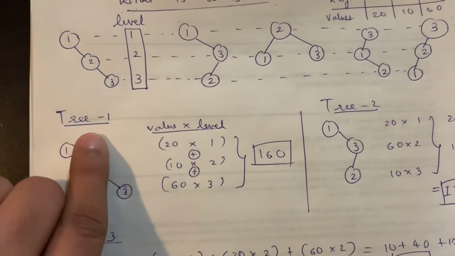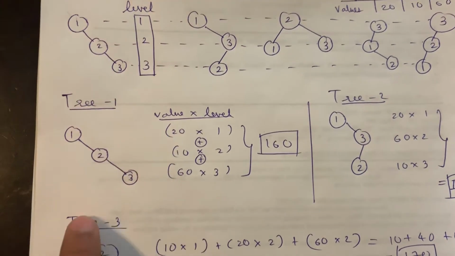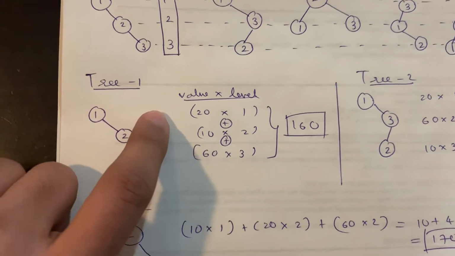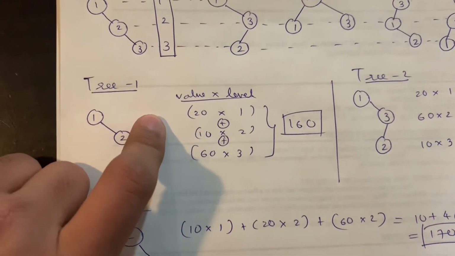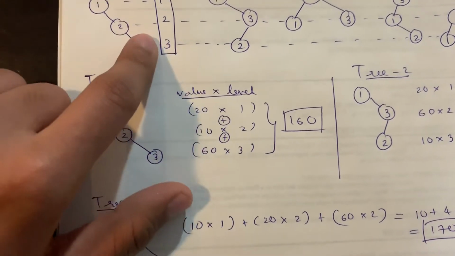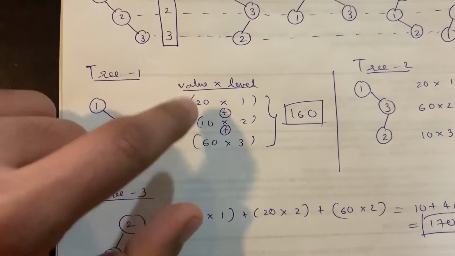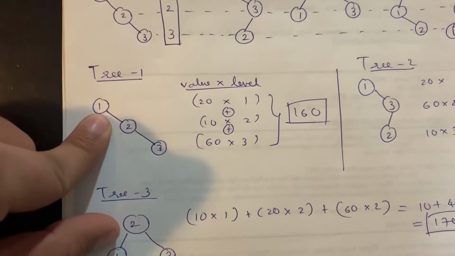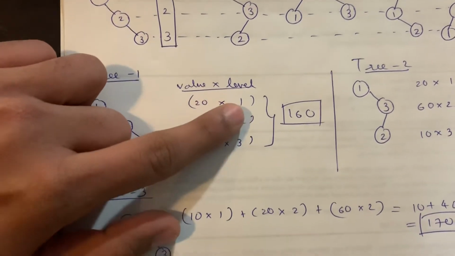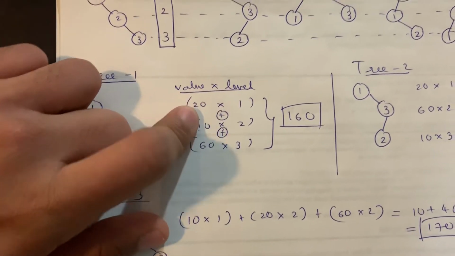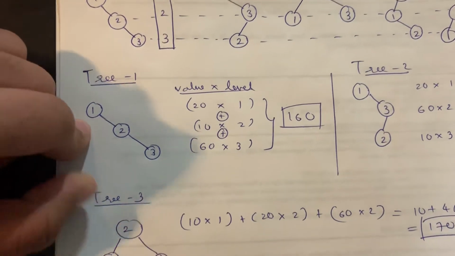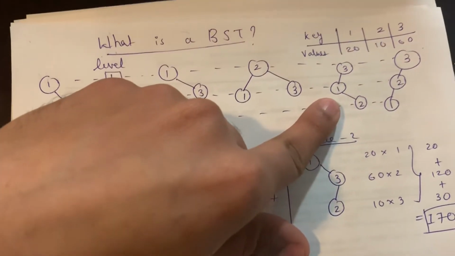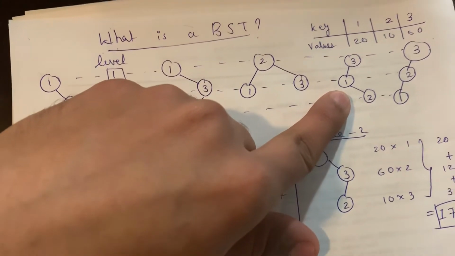So let's take the tree number 1 we had here, 1, 2, and 3. To find the cost of search of the entire tree, we will add up the cost of search of all the levels. For each level, we find the cost of search by multiplying the level number by the value attached to that key. So now we want to take a look at all the values that were given to you in the problem itself.